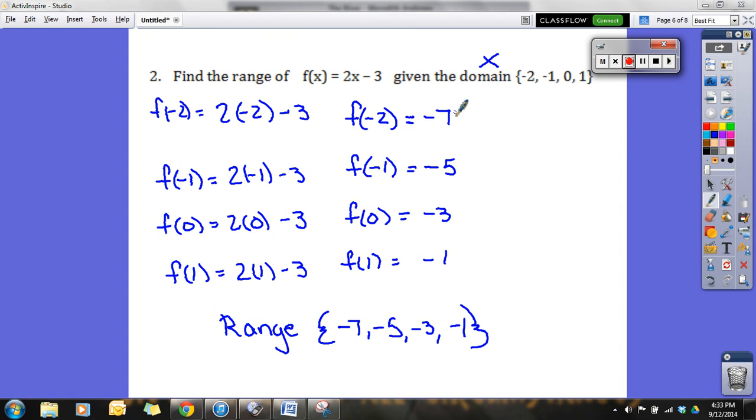Okay, working out the expression, you should have got f of -2 is -7, f of -1 is -5, f of 0 is -3, and f of 1 is -1. Alright, so given these numbers for our domain, these are the corresponding numbers that we get for the range. And again, it's a set of numbers, so we need to put them in brackets.